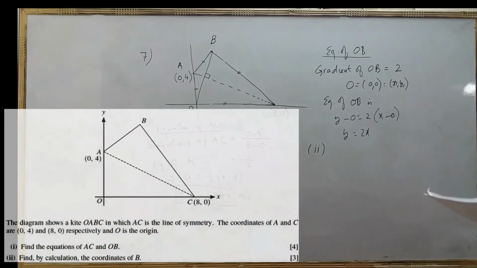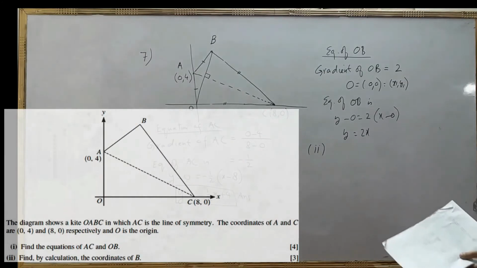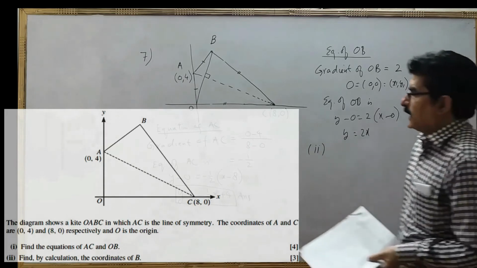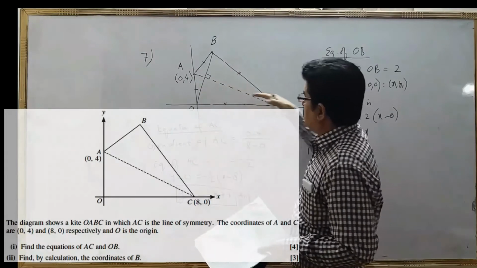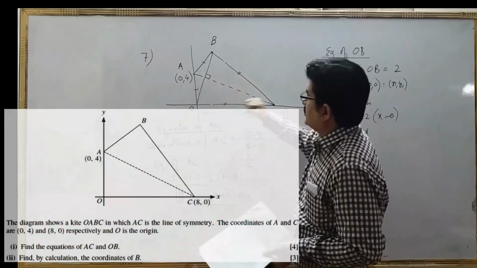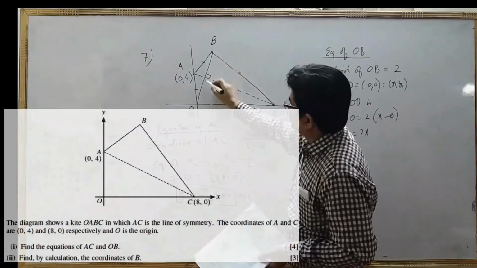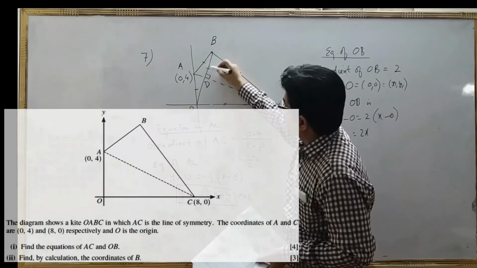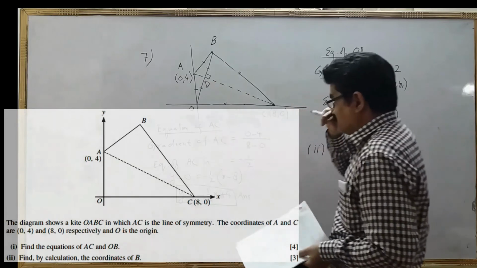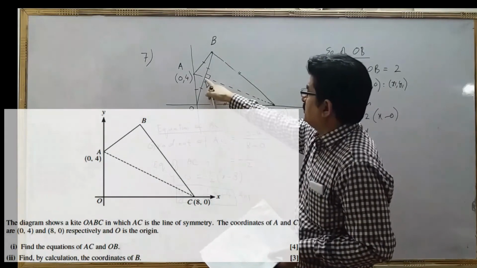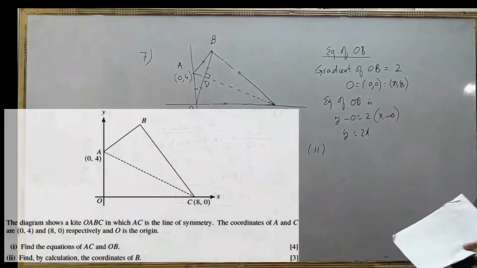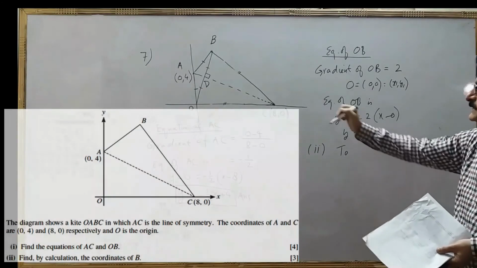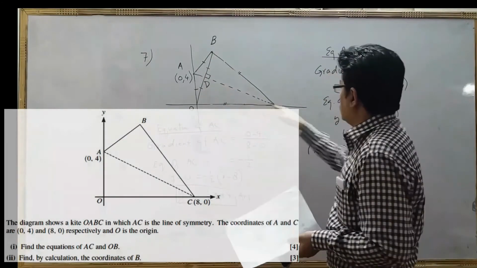Then we move to the second part. Second part is find by calculation the coordinates of B. Again we will use this property that the shorter diagonal is bisected by the longer diagonal. Means if I call this point D, then this length will be equal to this length. But we don't know D and we have to find B. So firstly we will find D, which is the point of intersection of OB and AC.